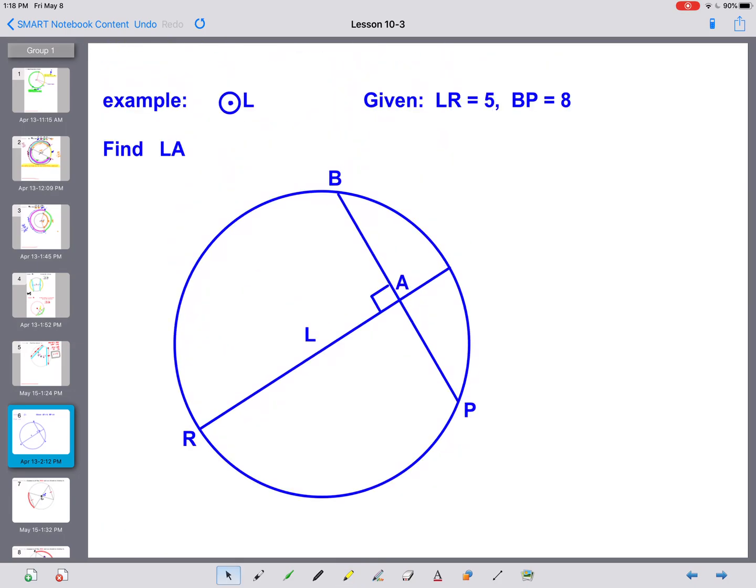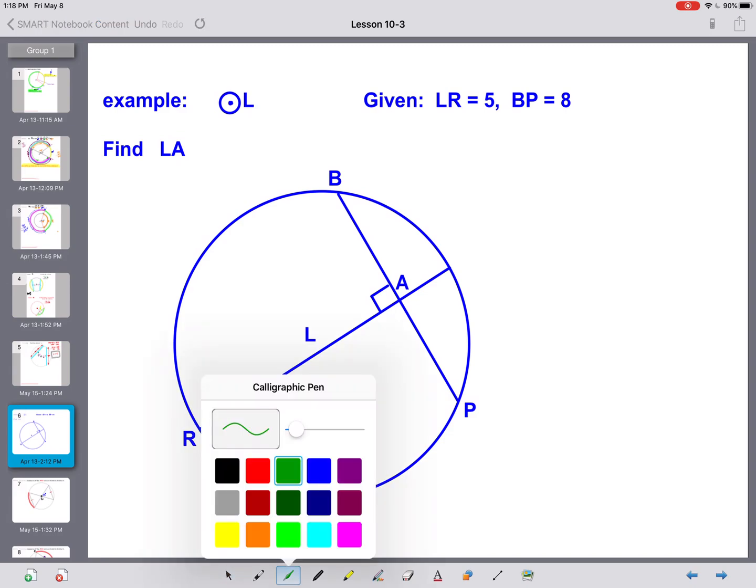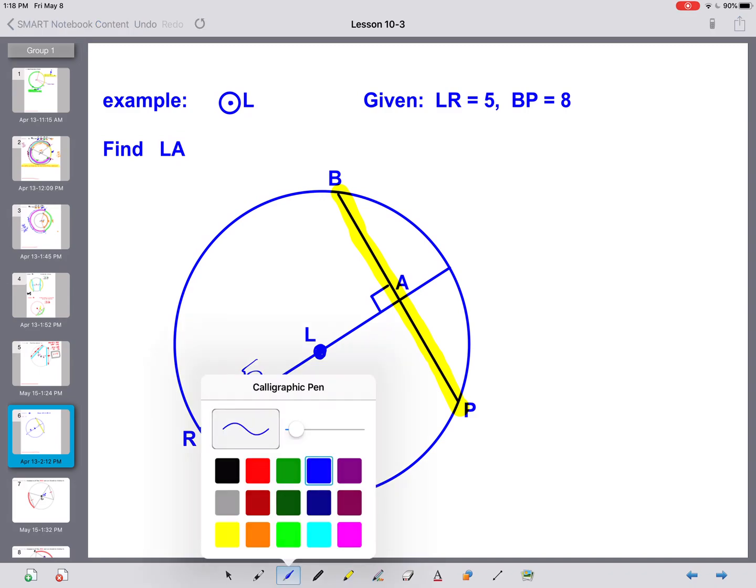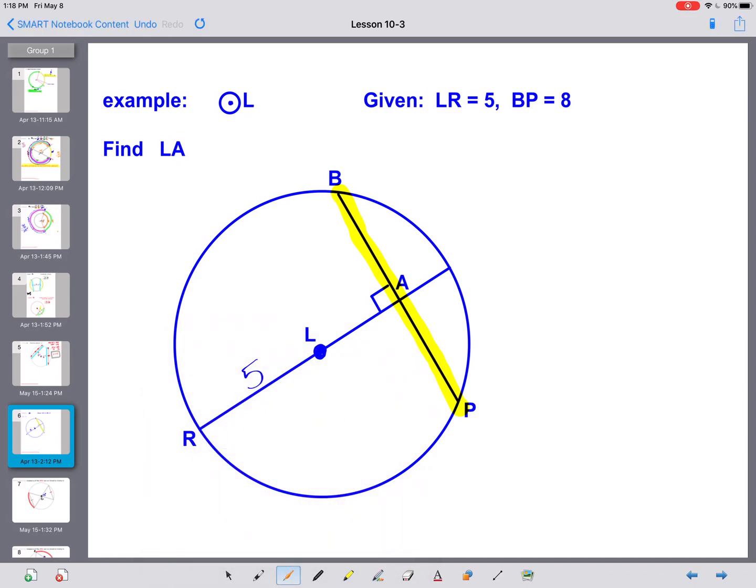Here we go. I like this problem. L is the center right there. Let's see what we got here. LR is 5. BP is 8. So the whole chord is 8. We'll kind of do it like this. The whole thing is 8. Okay, what do you know?